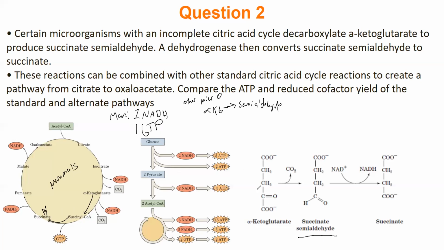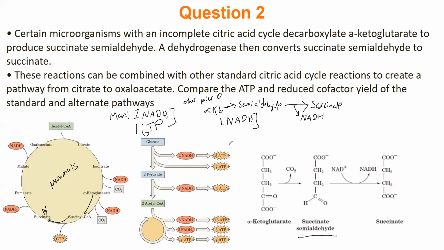Here, from succinate semi-aldehyde to succinate, we create NADH. So just comparing the two paths, the only thing that's different is you are not creating a GTP. So that's going to be the one loss here. You lose 1 GTP or, depending on the organism, 1 ATP.